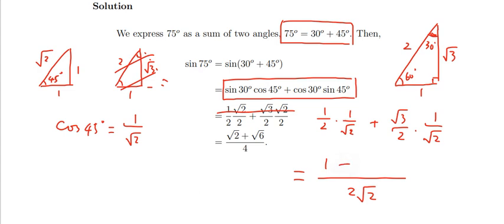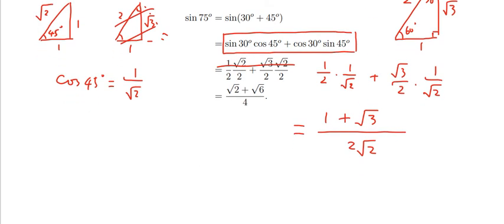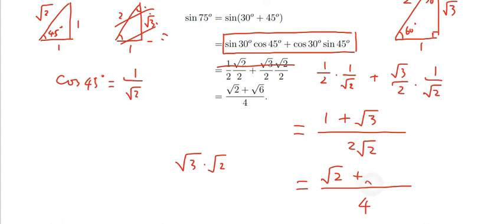So here we have 1 plus radical 3. If we don't like radical 2 in the denominator, we want to get rid of it, so we just multiply by radical 2, right? The denominator becomes 4. So 1 times radical 2 is radical 2, plus radical 3 multiplied by radical 2, which equals radical 6.